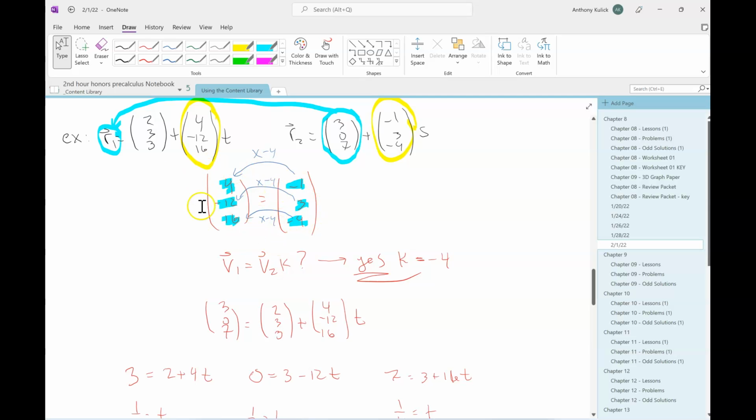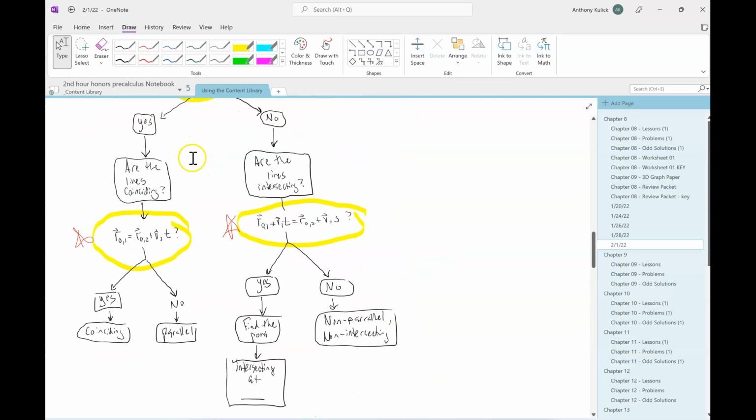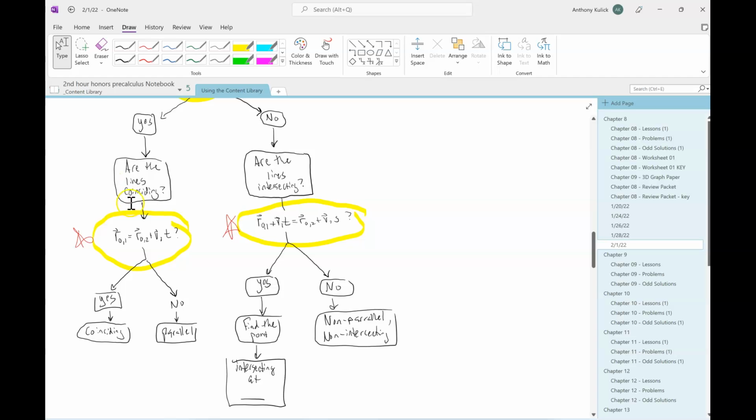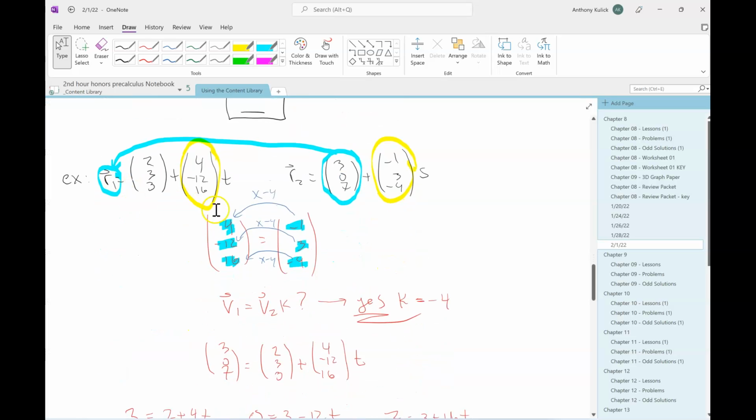But right now we'd conclude that, okay, we answered yes to the question, is one direction vector a scalar multiple of the other. So now we're just going to check to see if the lines are coinciding. I'm just going to take the point vector from one of them and plug it into the other line and see if that point is on that line.